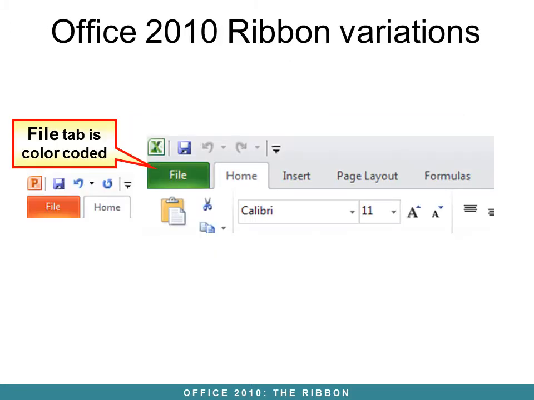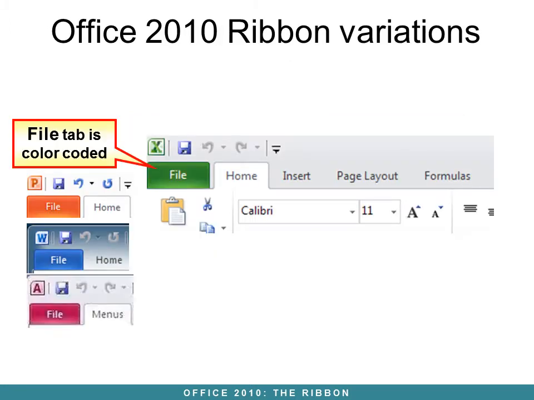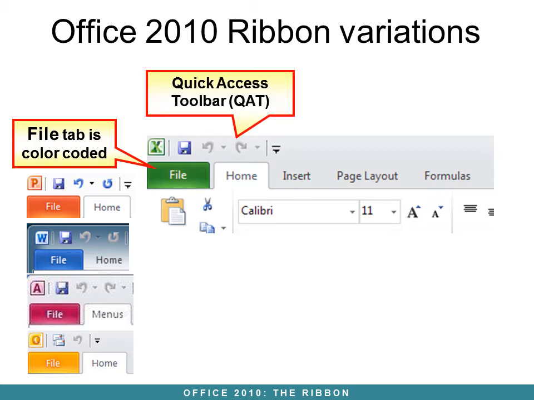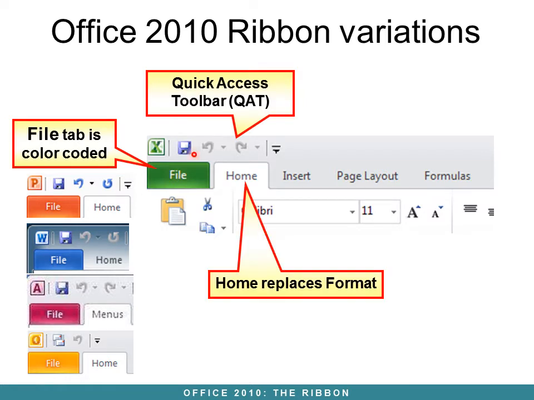In Office 2010, the File tab is color-coded, and File goes into a different place called Backstage View. It's a little bit different. If you're just coming into 2010, you'll see that it's different from 2003. Above the ribbon is the Quick Access Toolbar, and this is a great place to customize instead of having to actually customize your ribbon. And if you know that Home replaces Format, that's probably the quickest tutorial you can get when you're upgrading to 2010 if you haven't already done that.